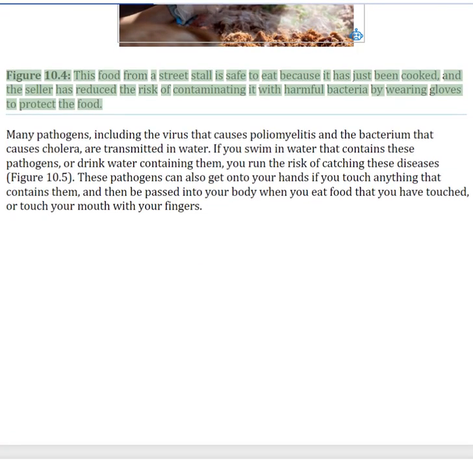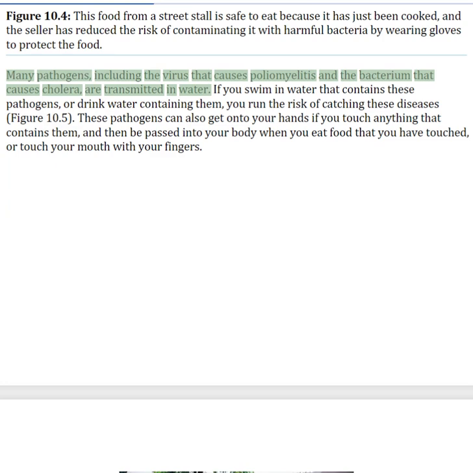Figure 10.4. This food from a street stall is safe to eat because it has just been cooked, and the seller has reduced the risk of contaminating it with harmful bacteria by wearing gloves to protect the food. Many pathogens, including the virus that causes poliomyelitis and the bacterium that causes cholera, are transmitted in water.